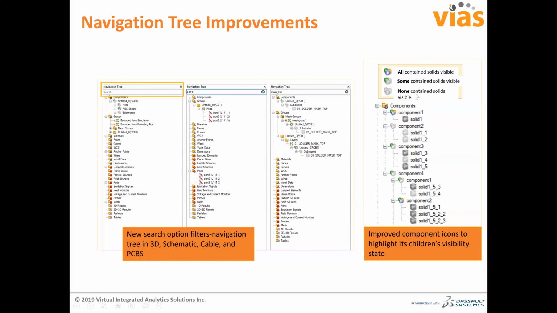Similarly, there are different pictures in this navigation tree which indicate something. These are improved component icons to highlight the children's visibility state. No content solid means it is fully hidden, and all content solid visible means all the solids are visible. In this case, one is visible and one is non-visible, so it shows some content solid visible. So by seeing this icon, we can recognize whether all the solids are visible or not. And to make them visible, you can right click and make all solids visible.